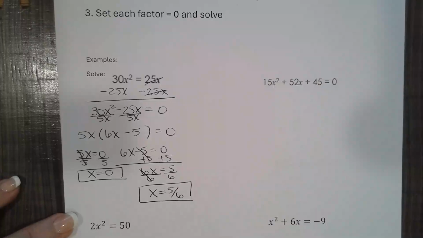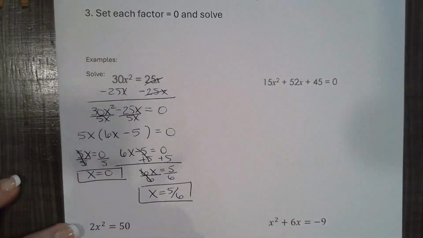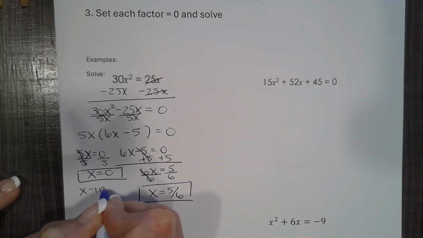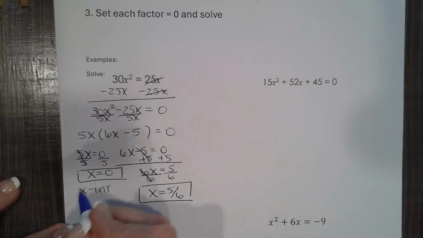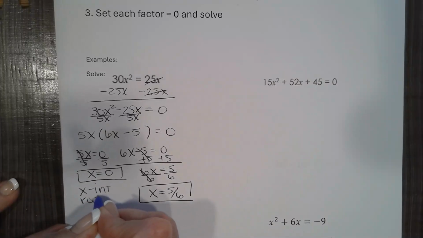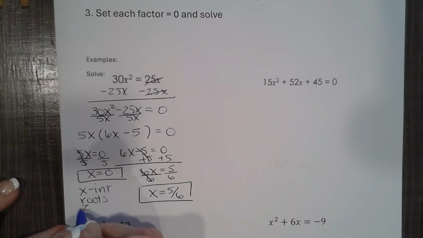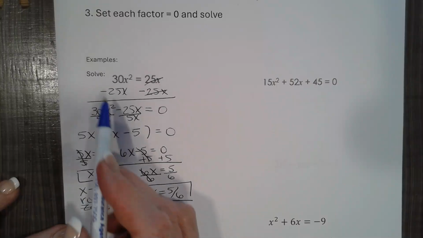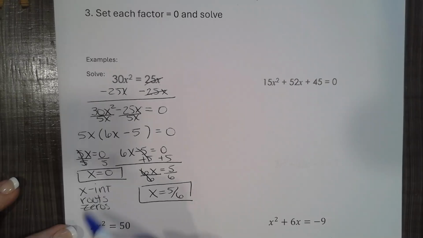5 over 6. Keep in mind that when we solve a quadratic, these are also the x-intercepts on the graph of this quadratic. They're also known as roots, and they're also known as zeros. Why are they known as zeros? Because it's where y equals 0. So keep in mind, they could say solve, they could say find the x-intercepts, find the roots, find the zeros.